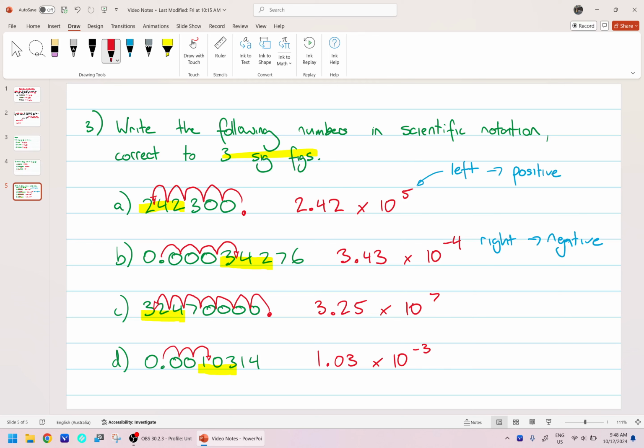So there we go. That's how we can count significant figures, round things to significant figures, and also write numbers in scientific notation according to some amount of significant figures. Hopefully this helps.